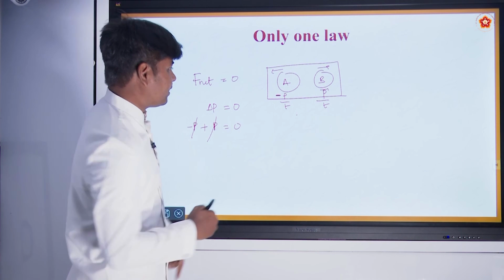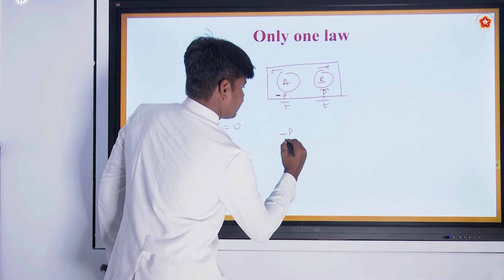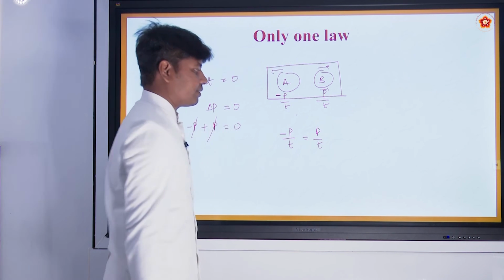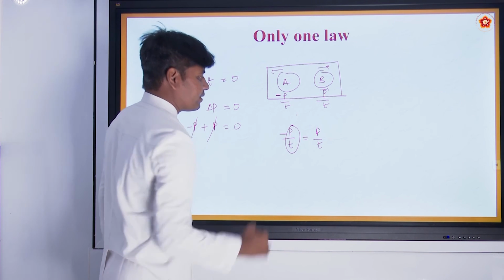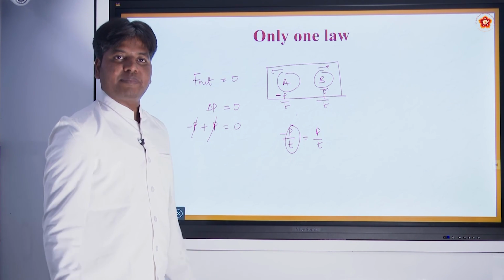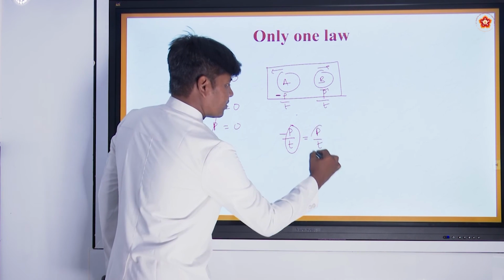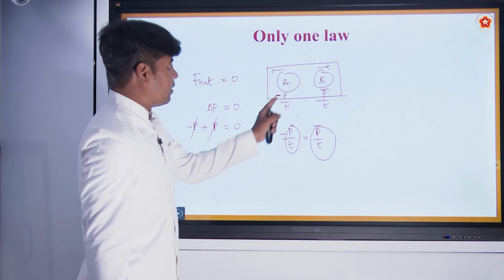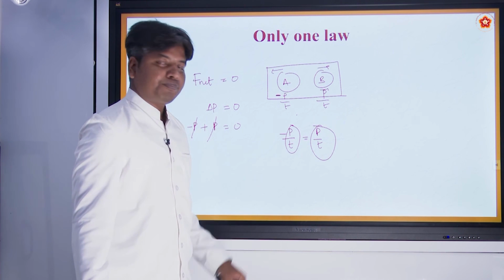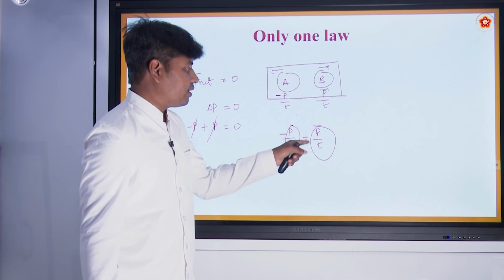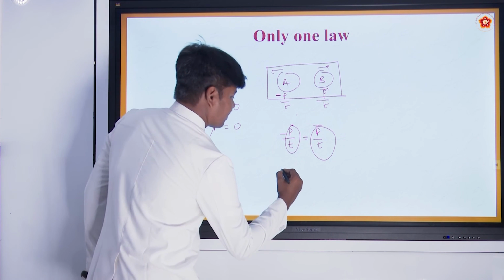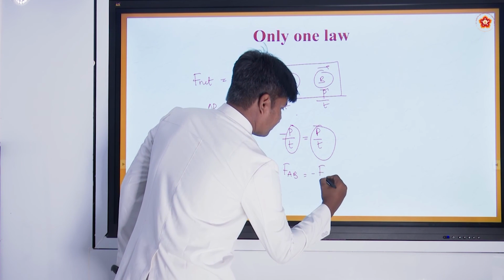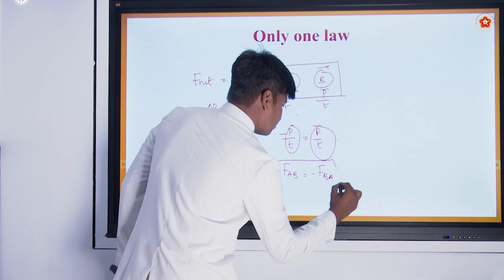So you can see that minus P by T is equal to P by T. What is this? Change of momentum in the time interval T. Minus P is the change for A, the force on A due to B, and the force on B due to A is P. That means the change in momentum is P per time T. So I can write this as force on A due to B is equal to minus force on B due to A. This is what Newton's third law is.